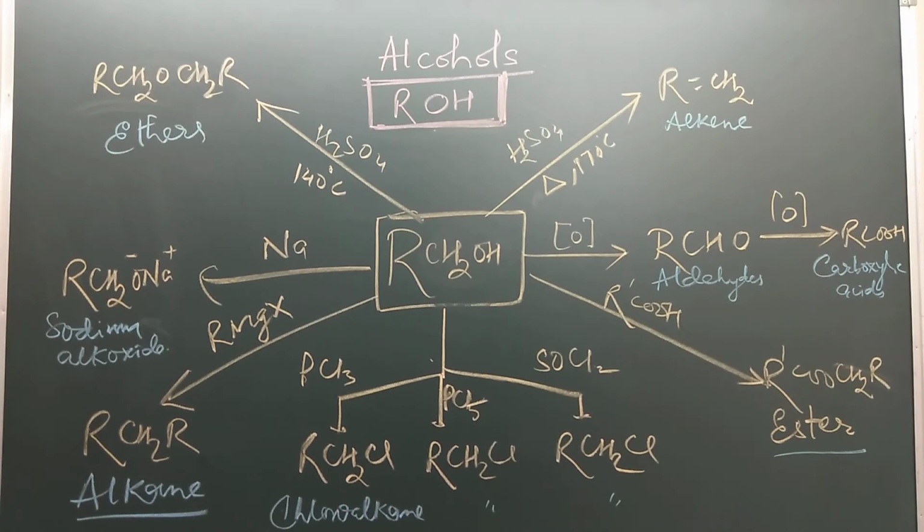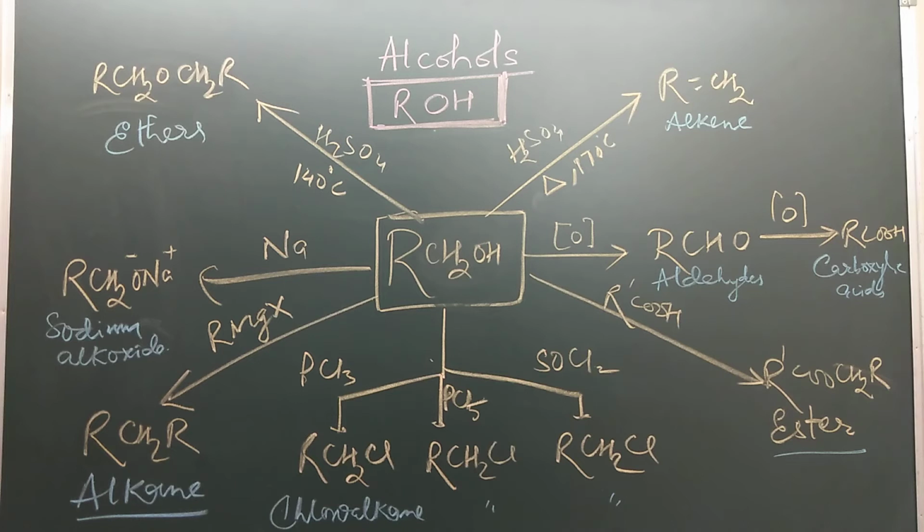Now let's see the chemical reactions of alcohol. So alcohol reacts with H2SO4 at 170 degrees Celsius to form alkenes. Alcohols, on the other hand, react with sulfuric acid at a lower temperature of 140 degrees Celsius to form ethers. Alcohol reacts with sodium to form sodium alkoxide. This reaction confirms the acidic nature of alcohol. Alcohol undergoes oxidation to form aldehyde, which can further undergo oxidation to form carboxylic acid.